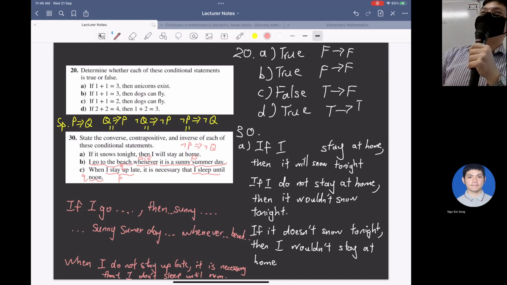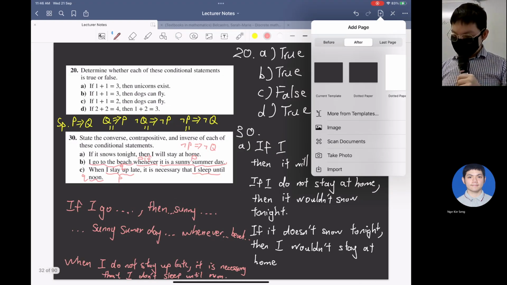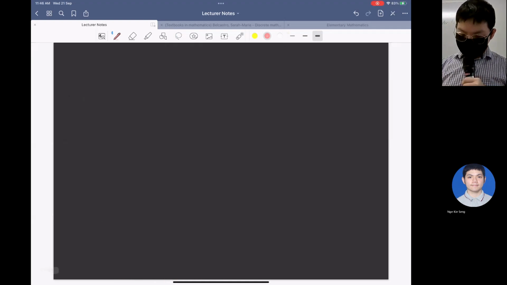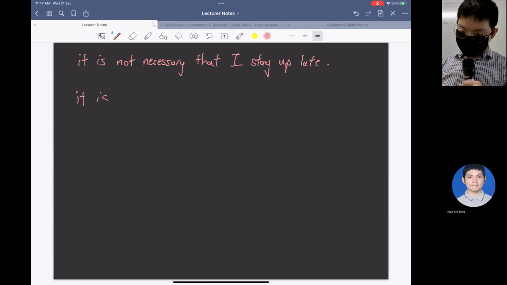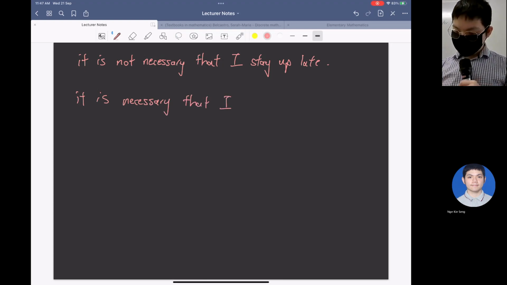And you repeat the same mistake as the first one, putting the not in front. Don't put the not in front. I want to clarify this. It is not necessary that I stay up late. It is necessary that I do not stay up late.